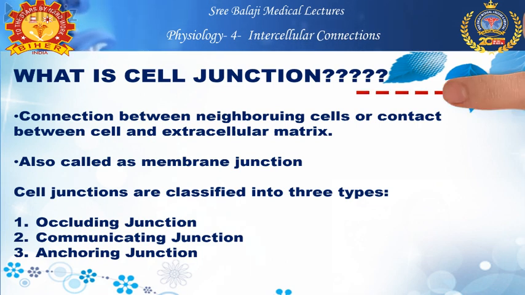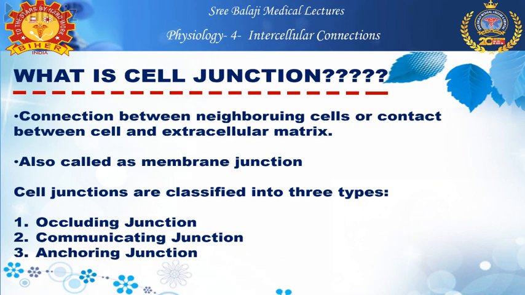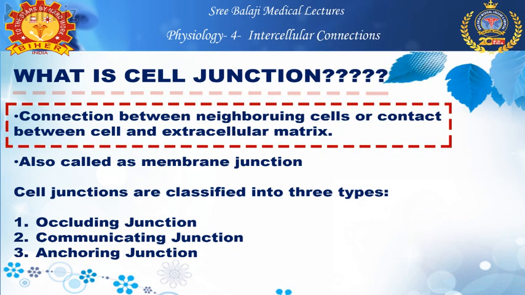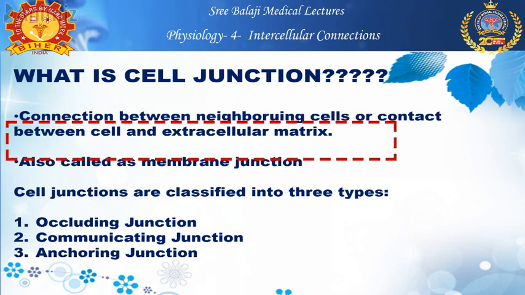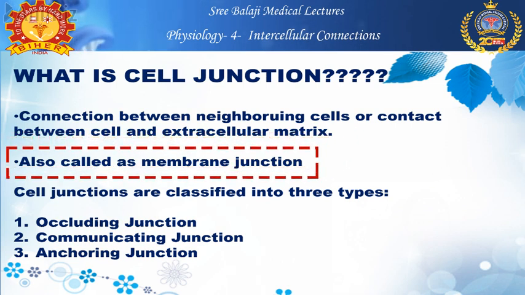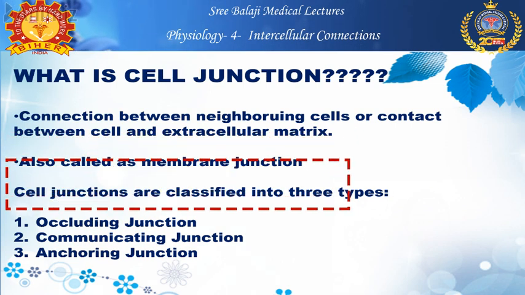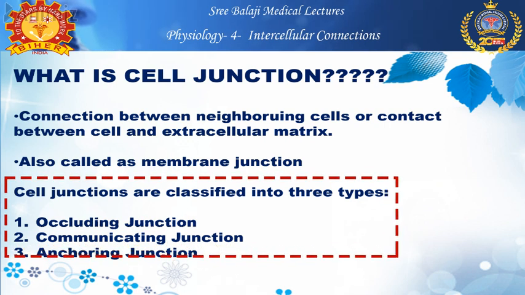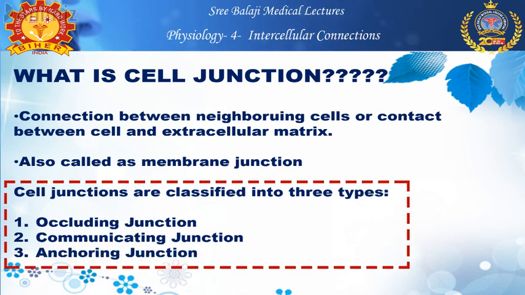First we will see the definition and classification. What is a cell junction? A cell junction is nothing but the connection between one cell and another cell, that is, the neighboring cell, or we can also say it is a connection between the cell and its extracellular matrix. What is the other name for cell junction? It is also called membrane junction. Now, coming to the classification, it is classified into three types. First is occluding junction, second is communicating junction, third is anchoring junction.